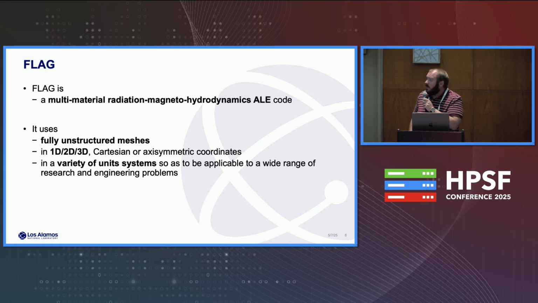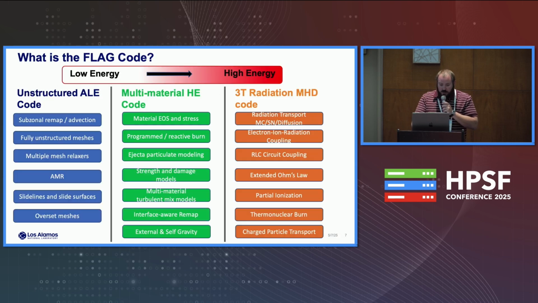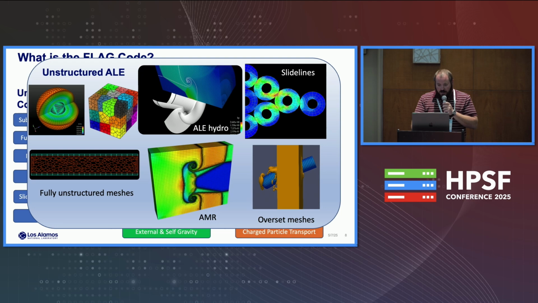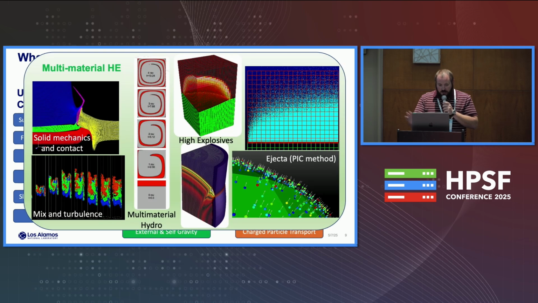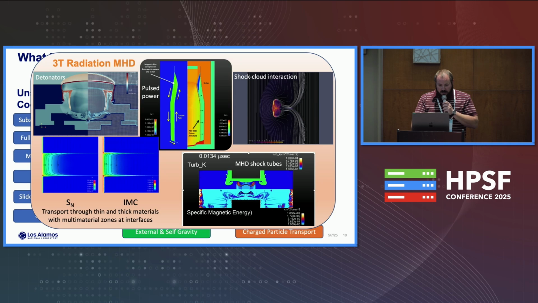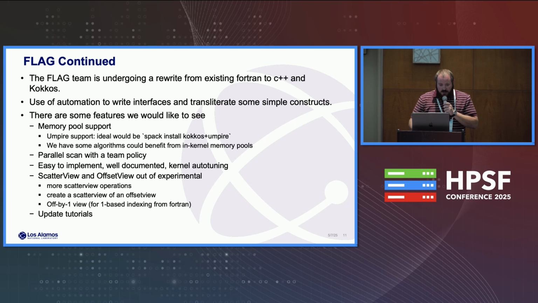The first is the code I work on. It's called FLAG. It's a multi-material, multi-physics ALE code. It runs on unstructured meshes, multi-dimensional. It has a range of physics from low energy density to high energy density physics. It has a lot of complicated meshing stuff, multi-materials, PIC methods, ejecta methods, 3T, MHD, good stuff. We're currently undergoing a rewrite from the existing Fortran to C++ using Kokkos. We use a lot of automation to write interfaces and transliterate some simple constructs, which really improves our productivity.